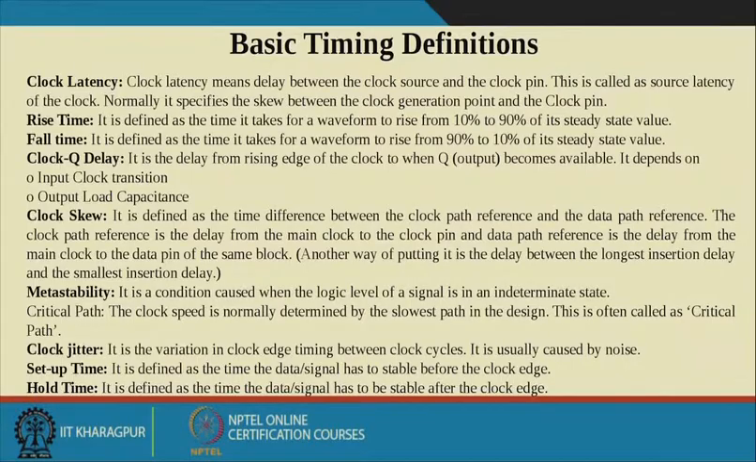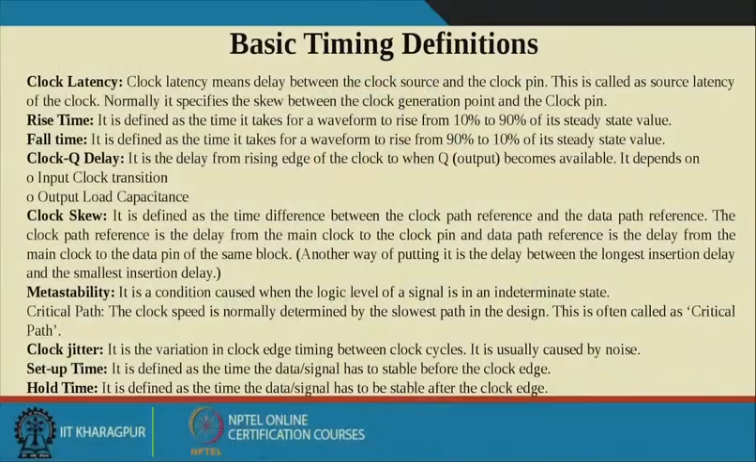So then, critical path. What is critical path? The clock speed is normally determined by the slowest path in the design. This is often called the critical path. You may define it in other terms: the path which takes the maximum time from applying the input to getting the output. That is the maximum path traversed in the corresponding chip. That is known as the critical path.